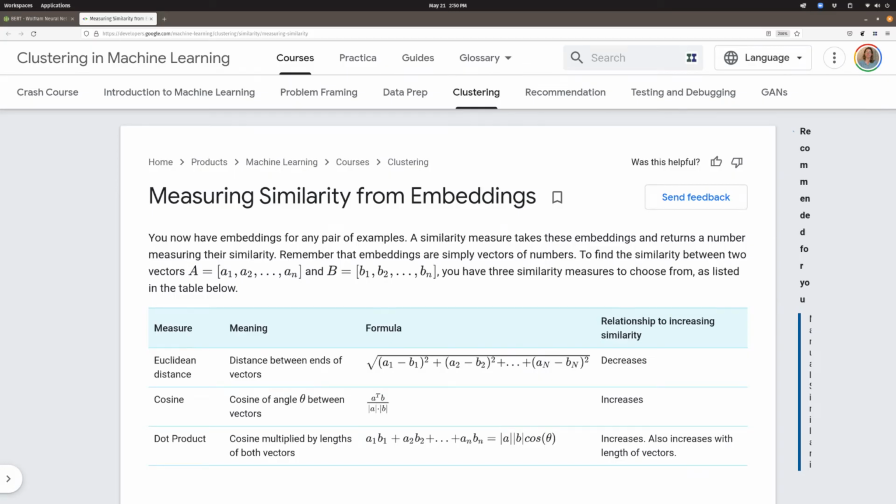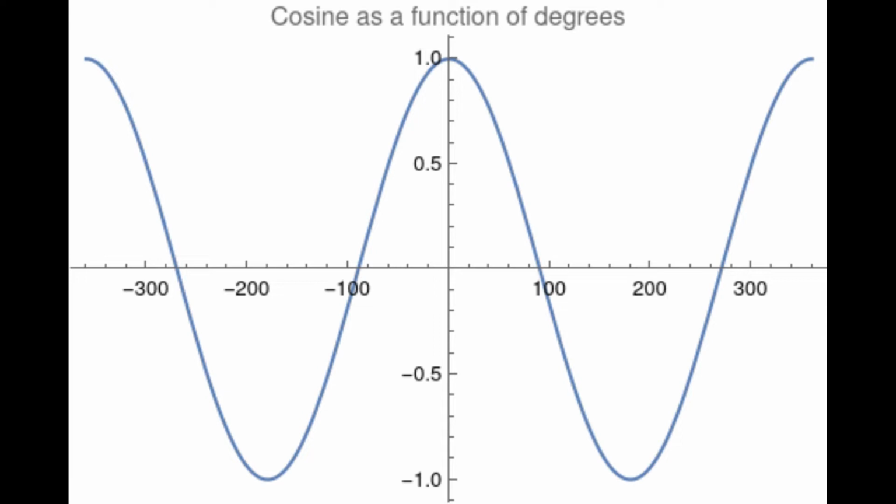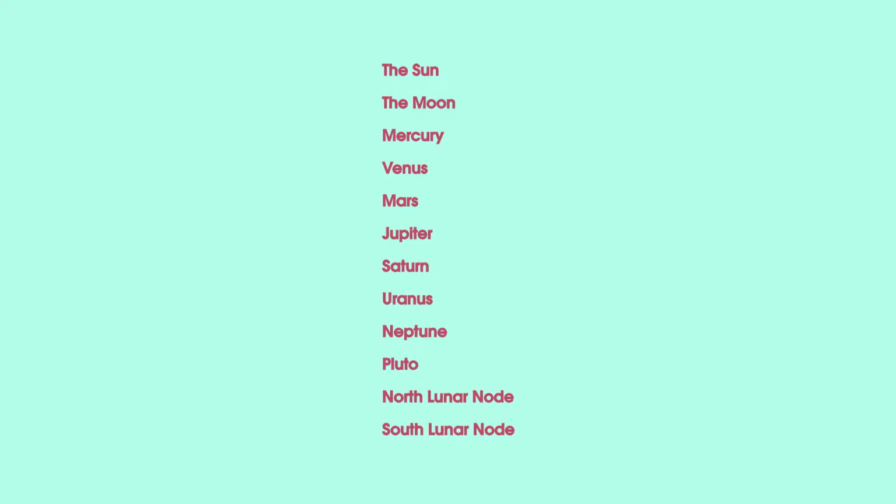To measure similarities in the text descriptions of each pair, the scalar dot product of the embeddings from the bidirectional encoder called BERT from Google was used. To measure similarities in the charts of the pairs, I used the scalar result of adding the cosines of the differences between the astrology placements for the Sun, the Moon, Mercury, Venus, Mars, Jupiter, Saturn, Neptune, Uranus, Pluto, North Lunar Node, and South Lunar Node.